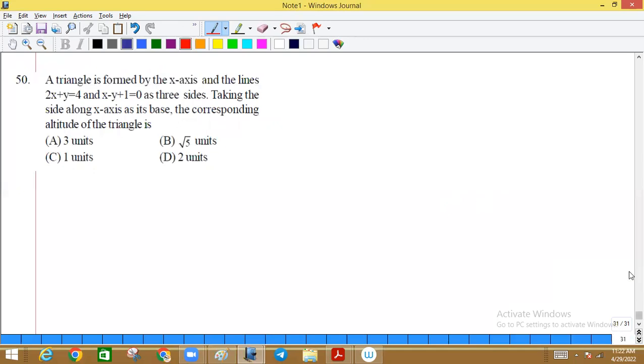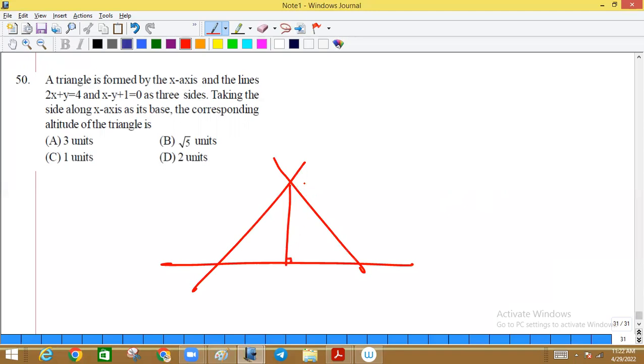A triangle is formed by the x-axis and the lines 2x plus y is equal to 4 and x minus y plus 1 is equal to 0 as 3 sides. Taking the side along the x-axis as its base, the corresponding altitude of the triangle. So you take it like this and like this and like this. What is the length of the altitude? If it is h comma k, the length of the altitude is k, which means the y coordinate will give you the answer. Yes or no? The y coordinate will give you the height or altitude of the triangle if you take the x-axis as the base.